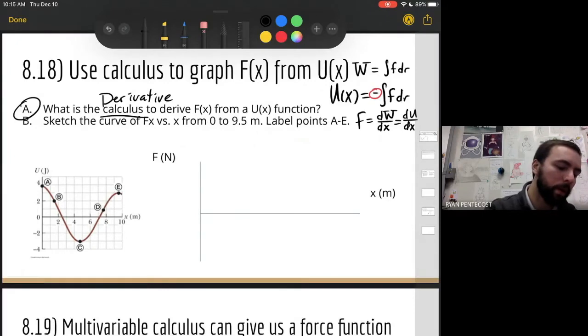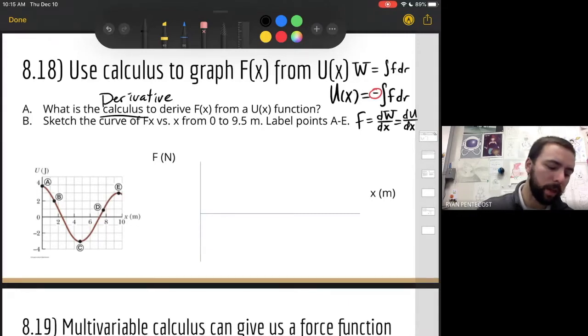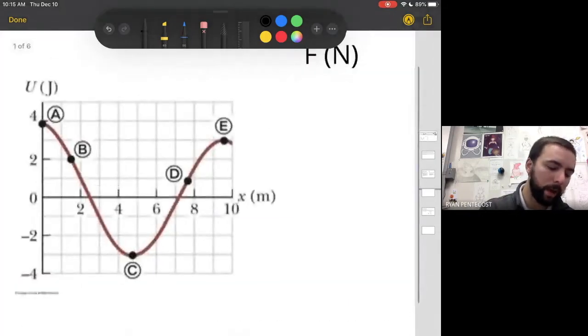Now for part B, it asks us to sketch the curve of f of x versus x from 0 to 9.5 meters up to that letter E, and label points A through E. So what we're looking at here is a complex parabola. Okay, we have concave down, right? Concave down for this point. Okay, but then it turns to concave up, and then back to concave down. Okay? So we've got these two inflection points.